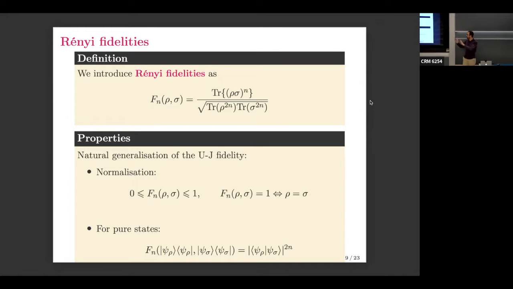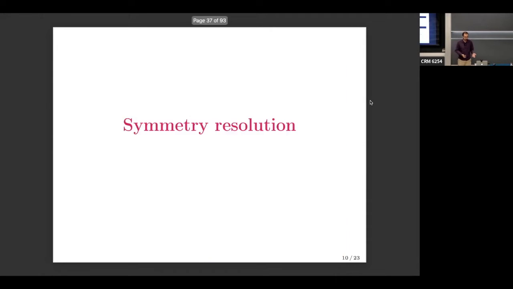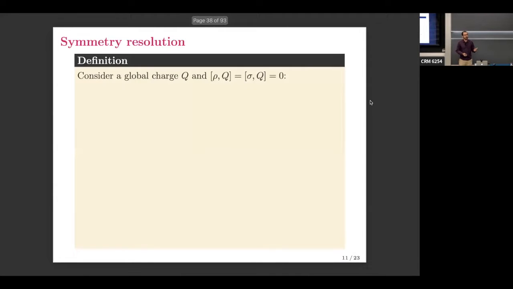Yeah. All right. So these are the Rényi fidelities, and what I want to do now is to compute their symmetry resolution. And to do that, I first need to tell you what I mean by that, of course. So that's the second part. Now, imagine that your two states, rho and sigma, both commute with a global charge Q. In my case, it would be a U(1) charge, but you can imagine a more general statement.